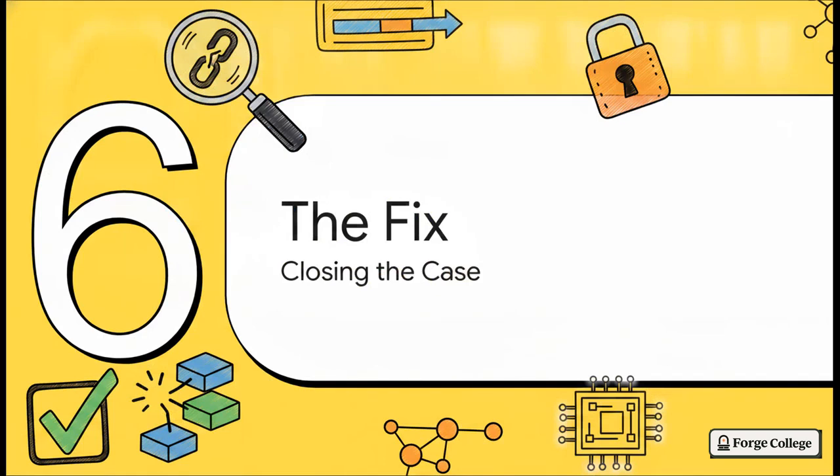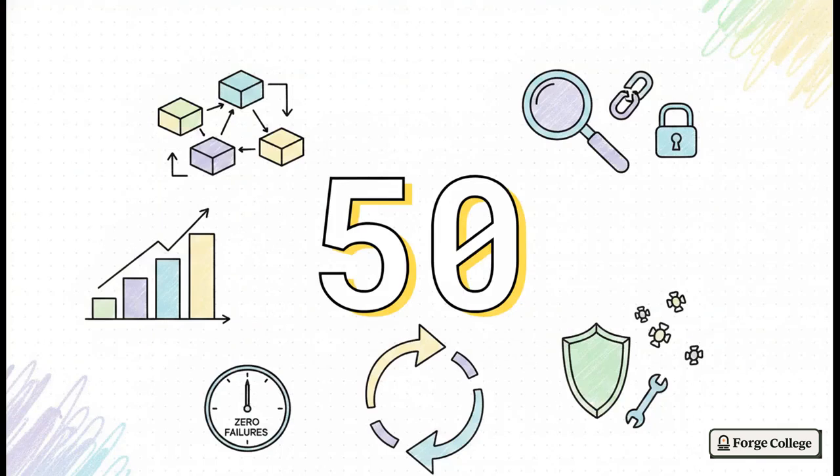And finally, Section 6, the fix. The confession is in. We know exactly why the code is failing. Now it's time to implement the smallest effective fix. Maybe that's a missing account lock or some improper nonce use, and make sure this suspect never walks the streets again. But wait, how do we actually know the fix worked?